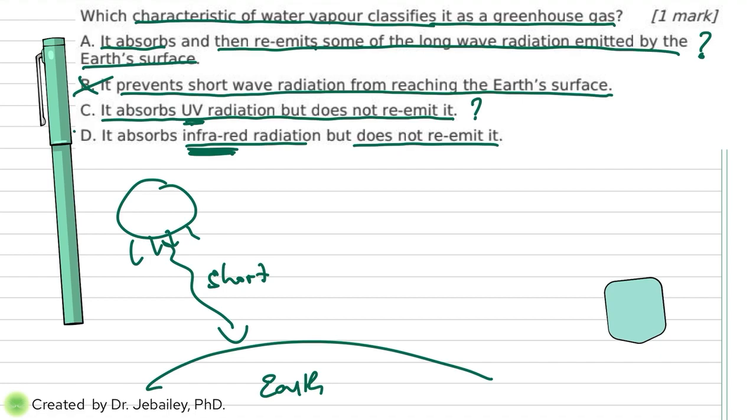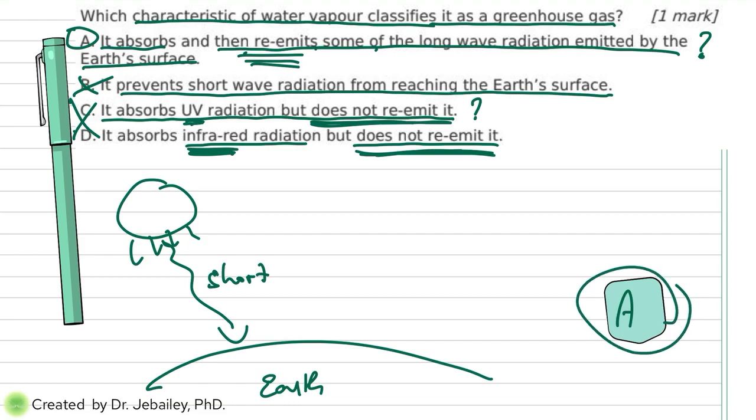Now, here is the most important thing: in the whole process, they do re-emit. So it does not re-emit, that's not it. It does not re-emit, it's not that. So it's none of these. So it's for sure this one, it is A. It does absorb and then re-emit some of the long radiation emitted by the Earth's surface. That would have been the right answer to say that water vapor is a greenhouse gas.